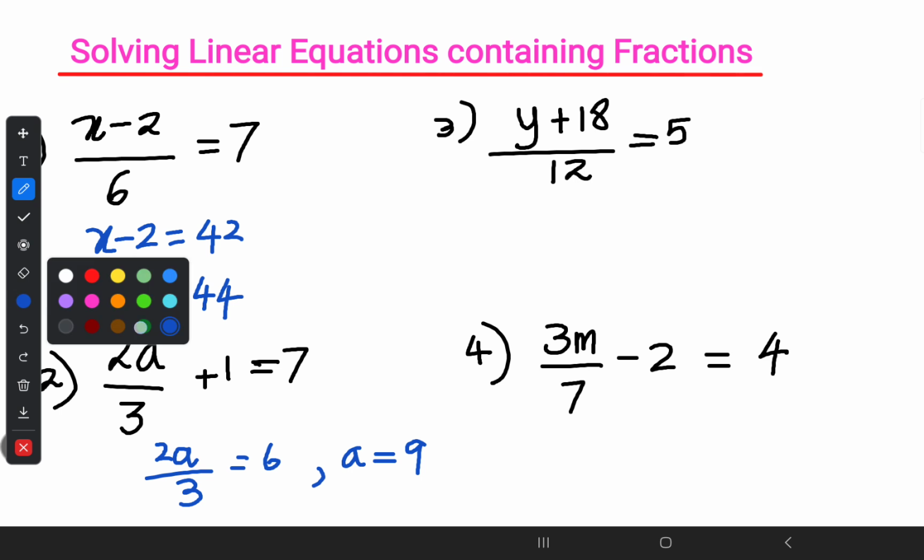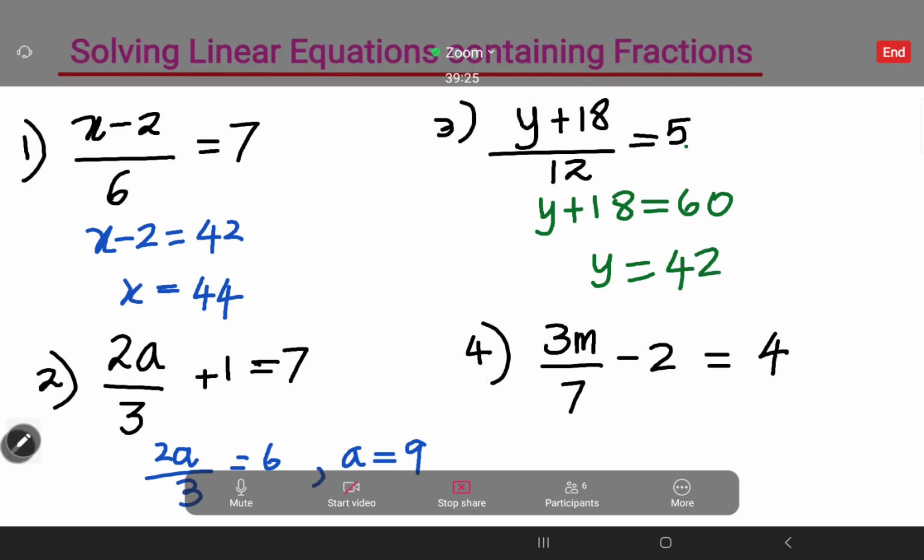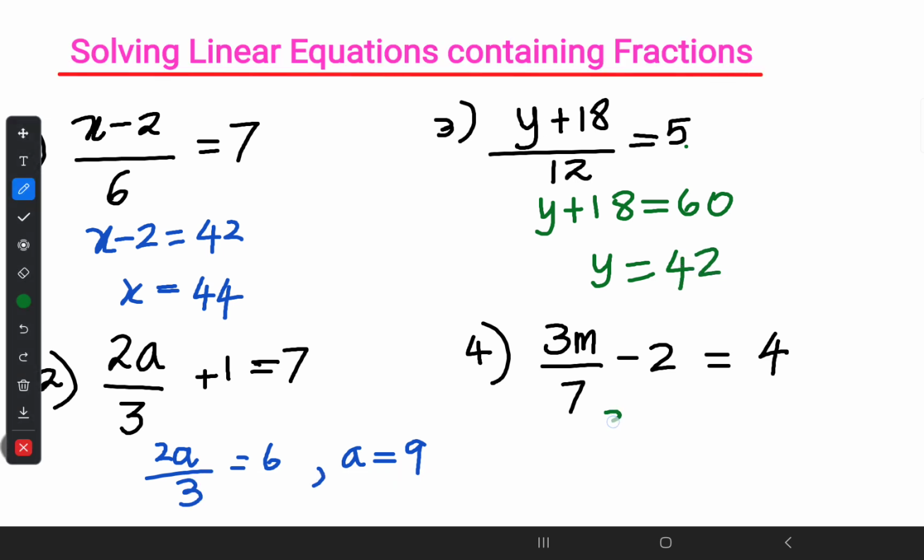And in the next question, 5 times y plus 18 equals 60. So 60 minus 18, y should equal 42. Then for the final question, 3m/7 equals 6. So 6 times 7, it's 42, divided by 3. m equals 14 for the last question.